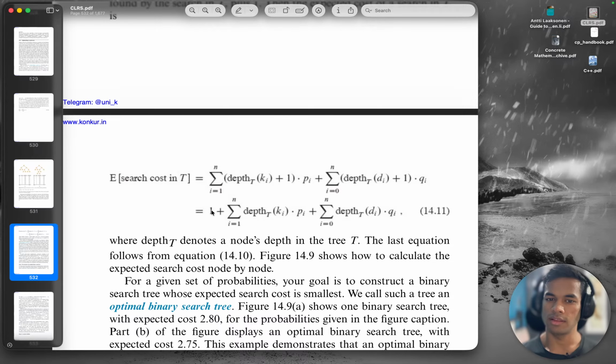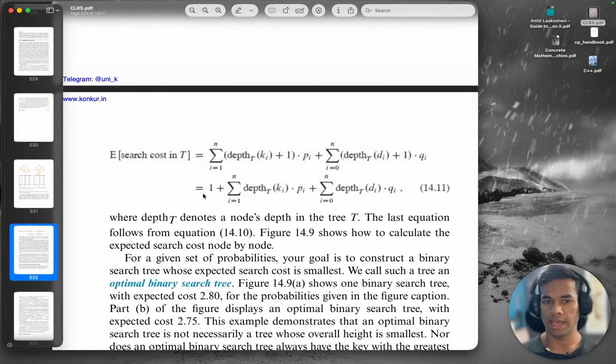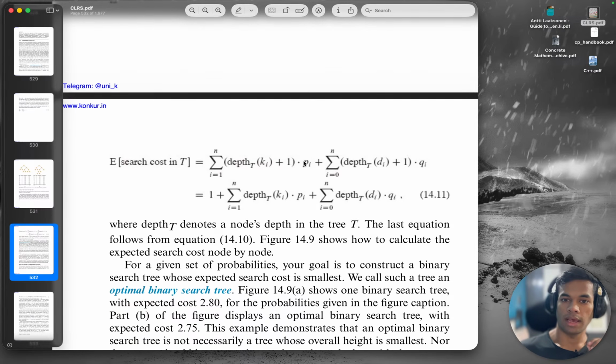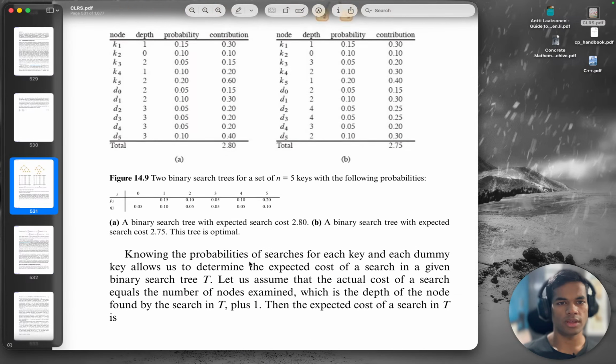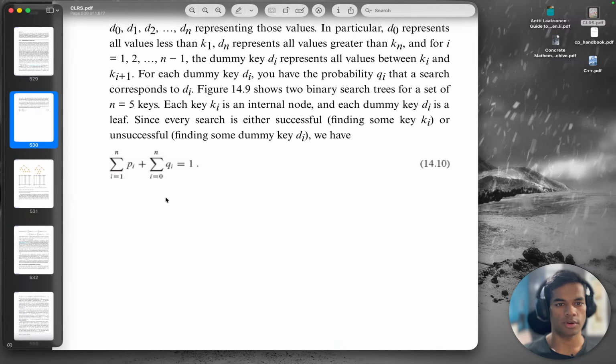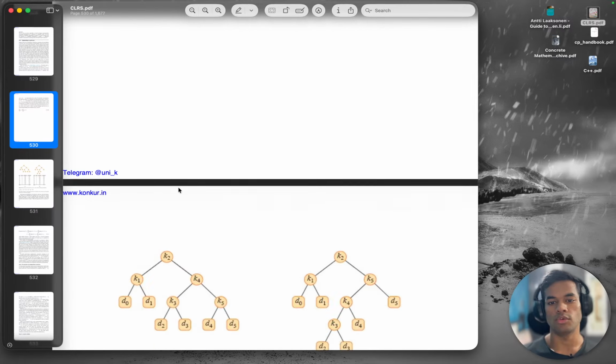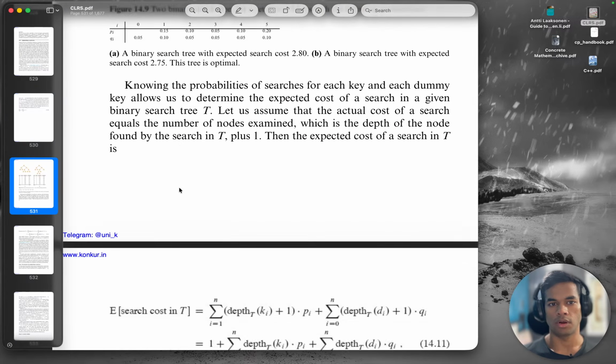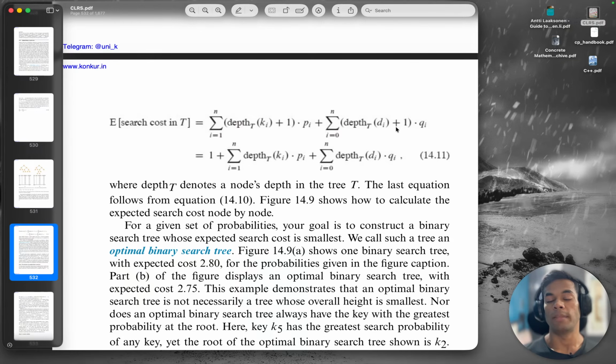n into pi, this should be n into pi, I think. But pi is also changing, and the sum of pi is not equal to 1. Summation of pi is not equal to 1. Summation of pi and qi is equal to 1. Not pi alone, but we also have qi here.